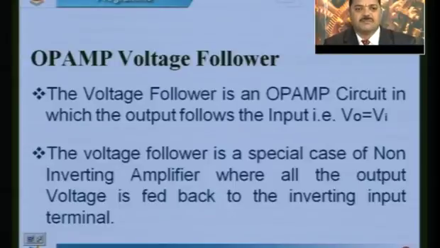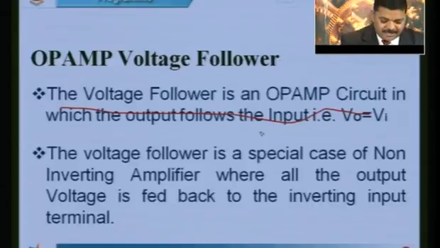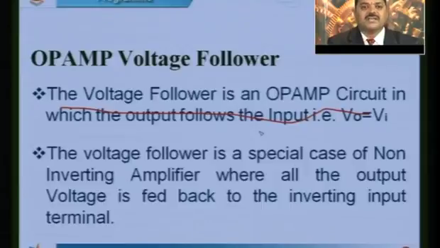One of the applications of the operational amplifier is the voltage follower. Let us discuss what a voltage follower is. A voltage follower is an op-amp circuit, an operational amplifier circuit in which the output follows the input. That means V naught is equal to Vi.